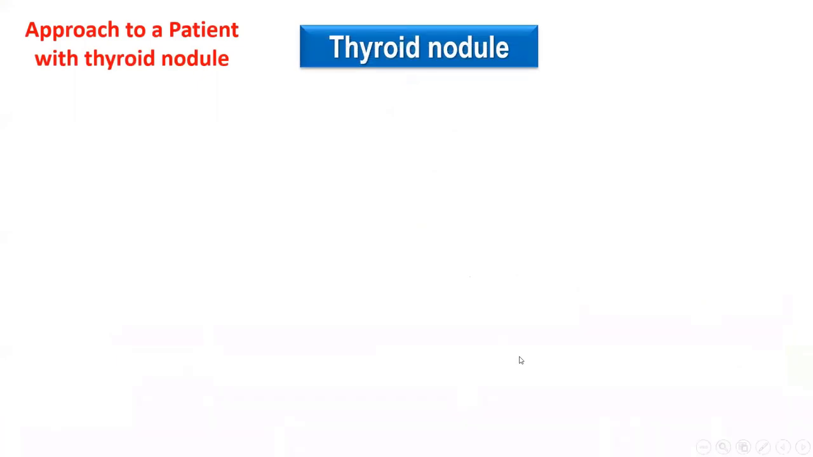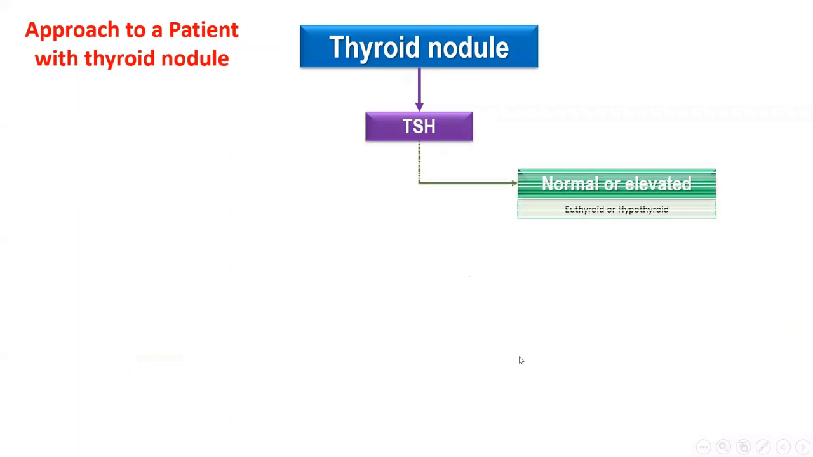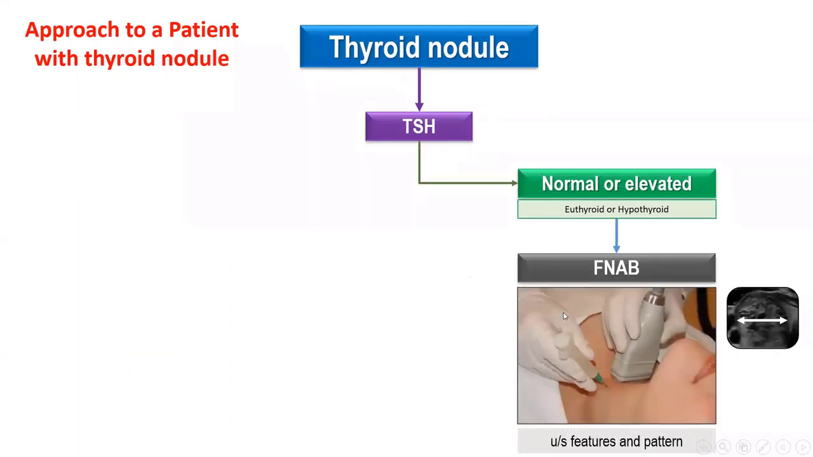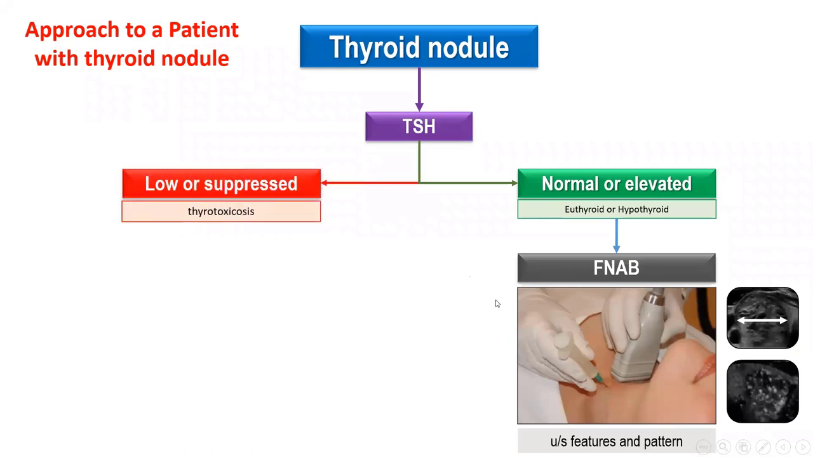So this is our approach to any patient with a thyroid nodule. We do TSH. If TSH is normal or elevated, in this situation we need to do fine needle aspiration biopsy according to the size and the pattern, according to the American recommendation, or according to the suspicious features, or use the British Thyroid Association classification. If TSH is low or suppressed, what is the next option?